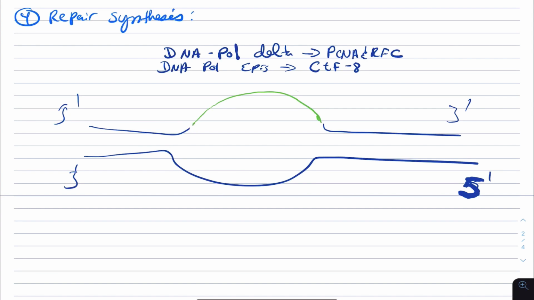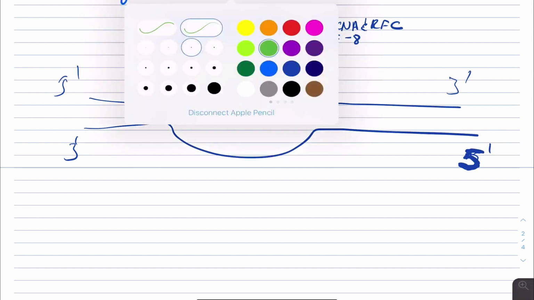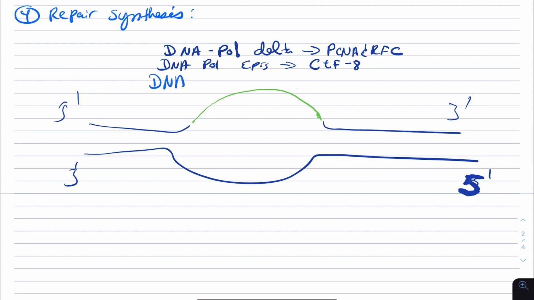So the nick ends up being fixed by, if you guys remember, another protein. This is the last part, we end up having DNA ligase 3 alpha. So DNA ligase 3 alpha will end up sealing the nicks, right? So it ends up coming and here, it'll seal this part and this part. Now everything is perfect. And this is essentially it. This is nucleotide excision repair.